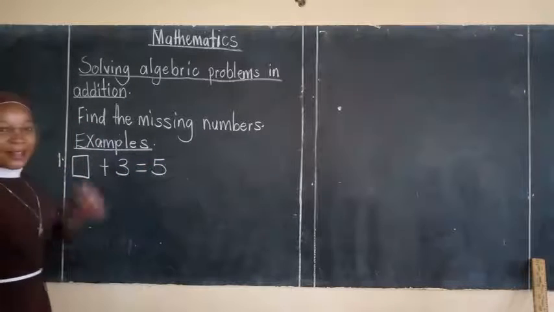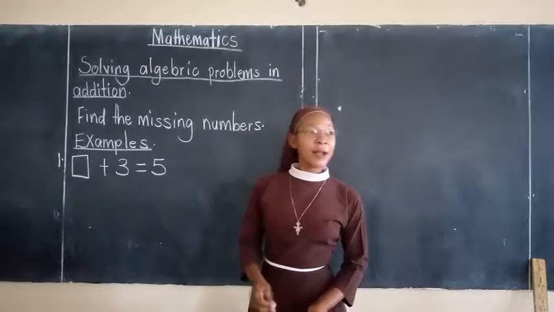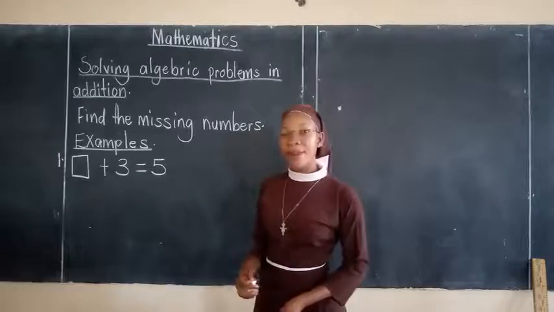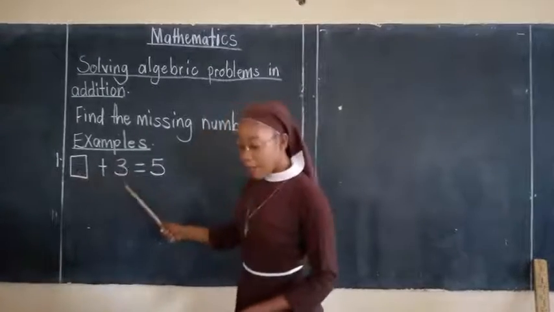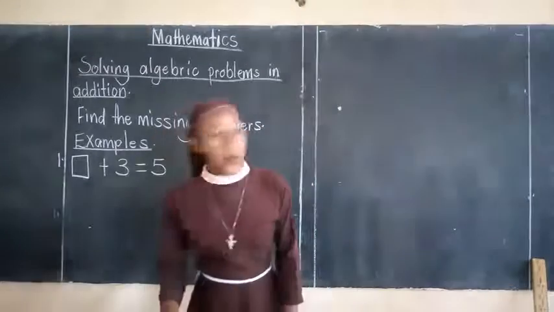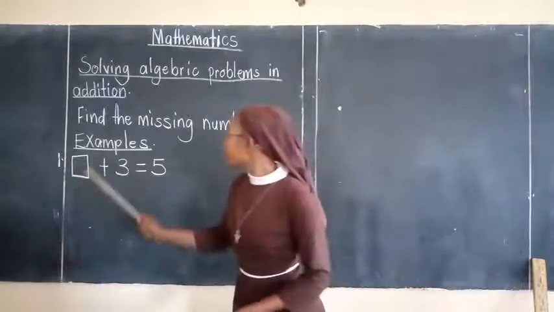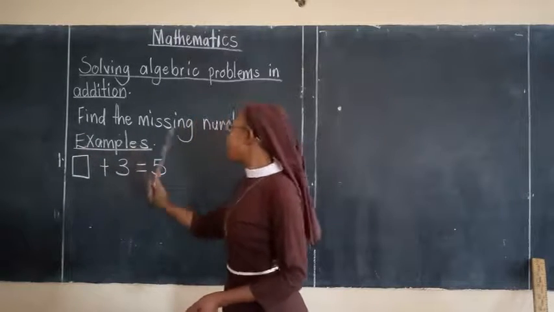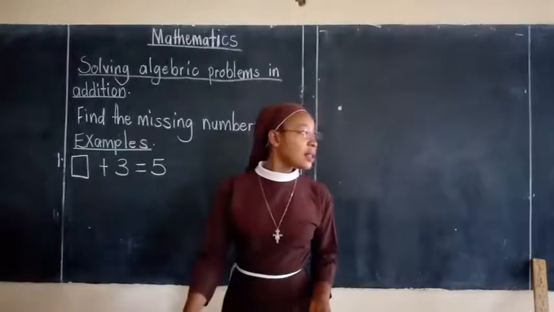Have you ever been given such a number? Yes, in our primary 1. So we are just going to add on what we learned in primary 1. We've been given box plus 3 equals 5. How do we find the missing number? This number is supposed to be added to 3 and we get our answer as 5. So how do we get this number?